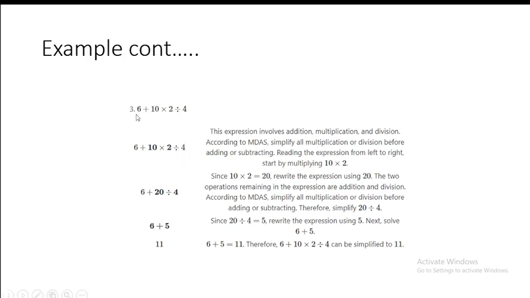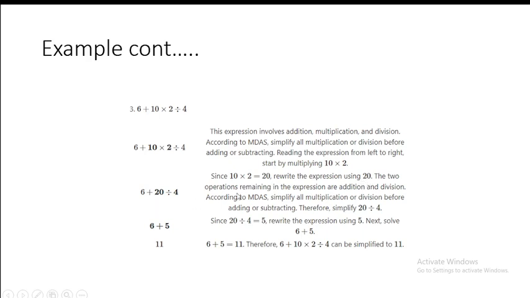Here we have a third example. 6 plus 10 times 2 divided by 4. This expression involves addition, multiplication, and division. According to MDAS, simplify all multiplication or division before adding or subtracting. So reading the expression from left to right, start by multiplying 10 by 2. Since 10 times 2 equals 20, you will write the expression using 20.